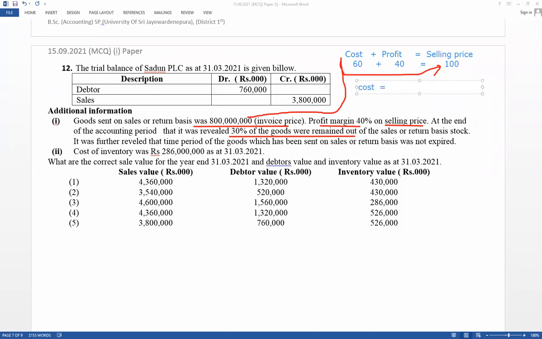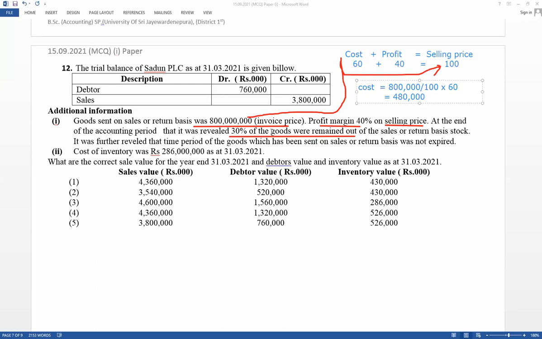Cost value equals 800,000 divided by 100 into 60. Now we have to calculate the cost value. The selling price is given. Therefore, cost value equals 480,000. Cost value 480,000, selling price equals 800,000.